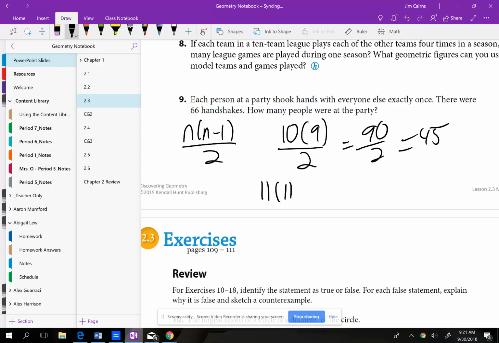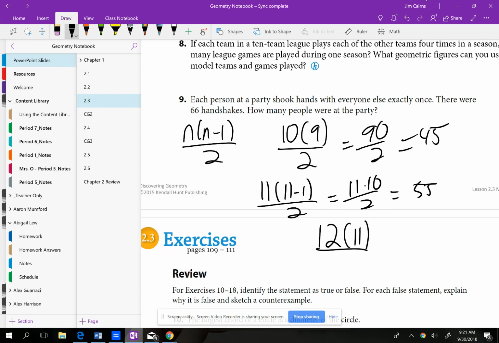11 times 11 minus 1 over 2. 11 times 10 over 2. That's going to be equal to 55. Still too small, so it's probably going to be 12. 12 times 11 divided by 2. 12 times 11 is 132. Divided by 2 is 66. There we go. So the answer is 12. All right. That's the homework for 2.3.